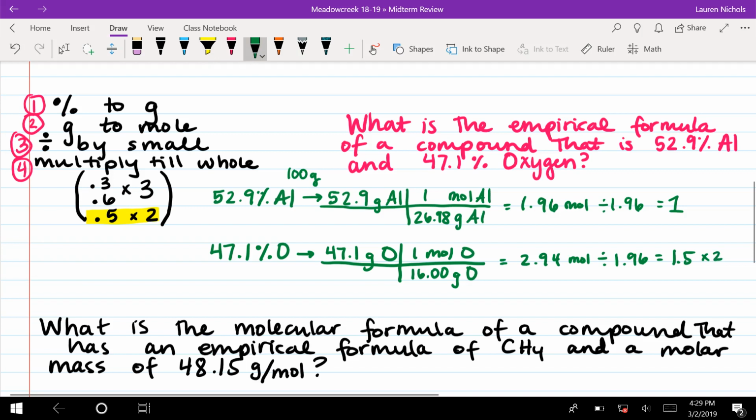So we multiply by 2 for all of them because we're trying to keep their ratios the same. So 1 times 2 is equal to 2, and 1.5 times 2 is equal to 3. That means our empirical formula is Al2O3. We figured out our subscripts. So that's how you do that.